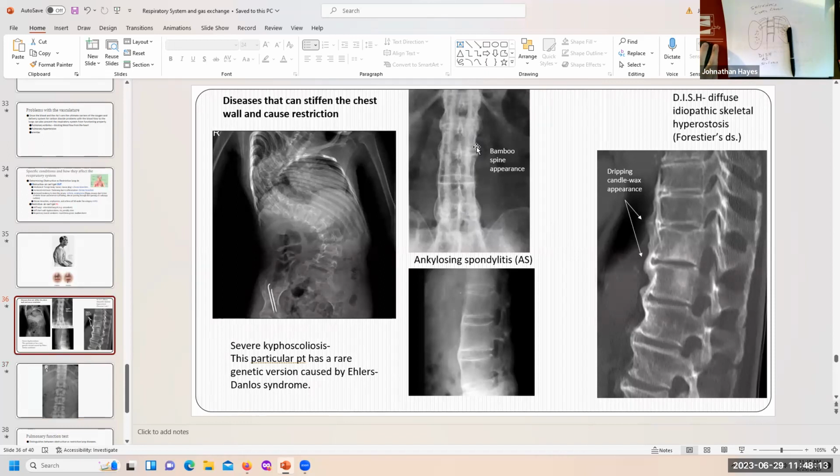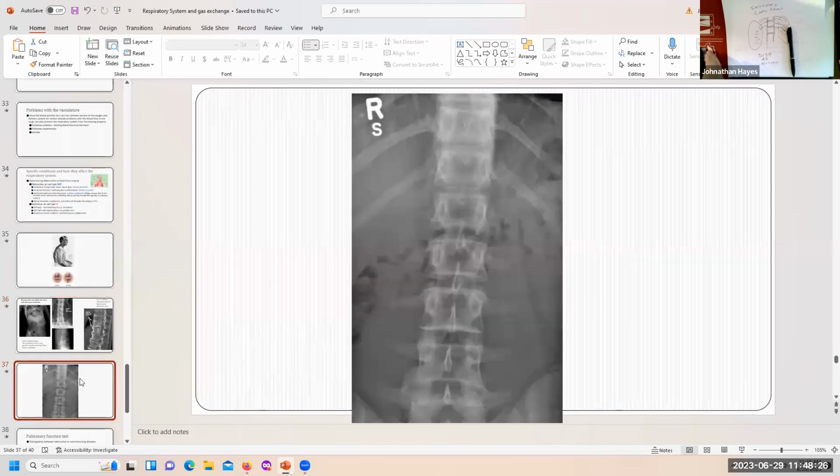Right. And so you can end up seeing everything connected together. So bamboo spine appearance or trolley track sign appearance. Here's the trolley track again, like a railroad track. That's what that means. And it's absent here.